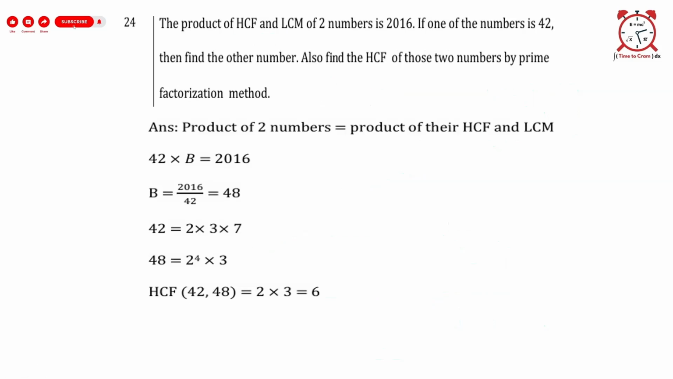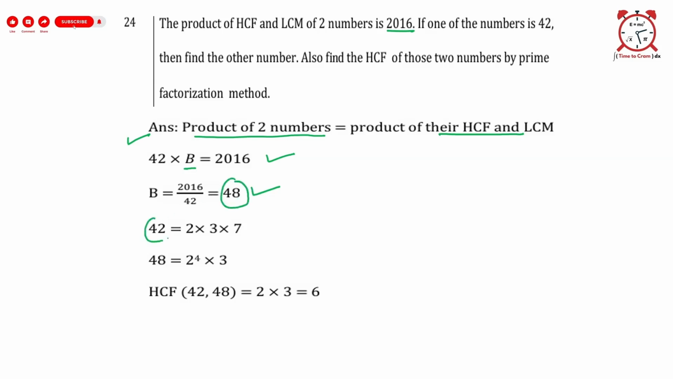Next question, the last question of this section. The product of HCF and LCM of two numbers is 2016. If one of the numbers is 42, then find the other number. Also find the HCF of those two numbers by the prime factorization method. We know this formula, students. This is a very important formula: the product of two numbers equals the product of their HCF and LCM. So here we are keeping the values properly. B is the unknown number that we have to find. If we simplify this equation, then we get B equal to 48. So this is our second number.